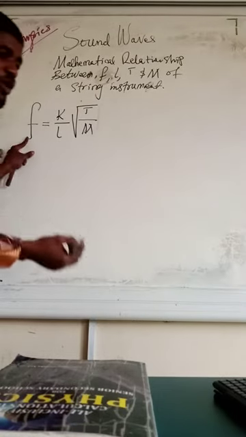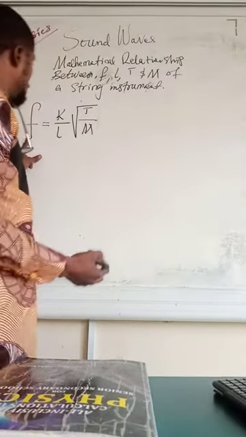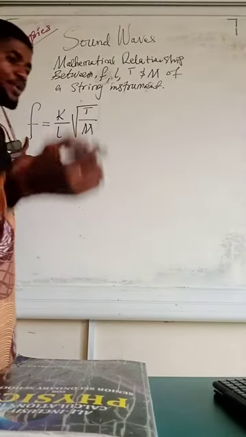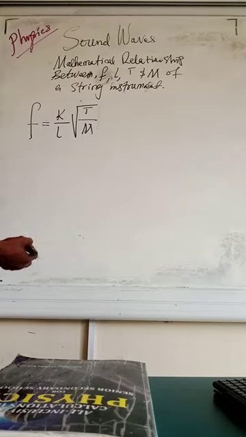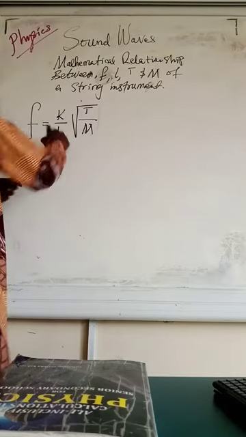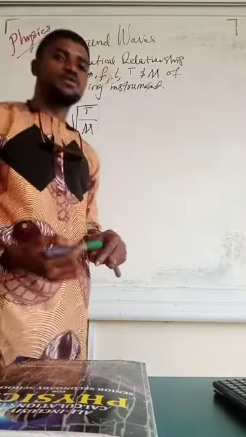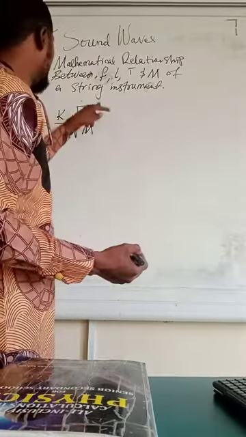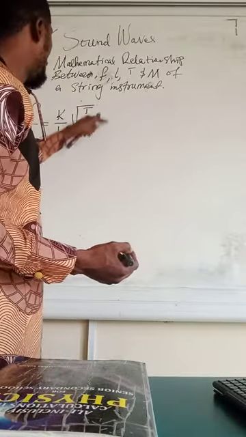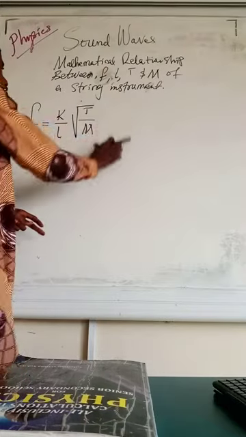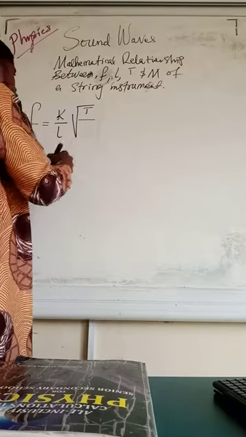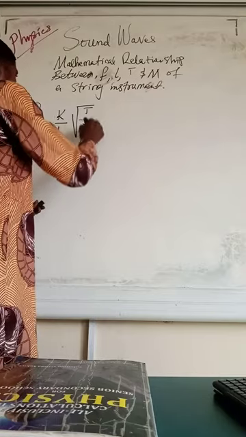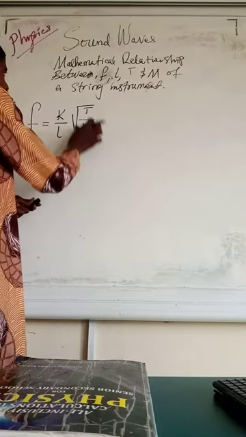Where F is the frequency of the string or the pipe instrument, and K is the constant of proportionality that is dependent on the mode of vibration. And T is the tension of the string. And M is what?